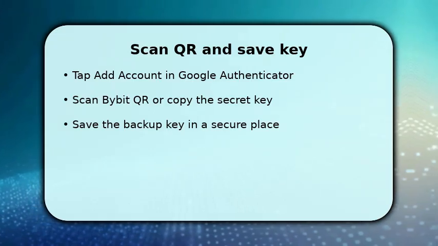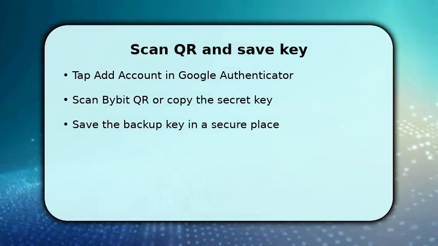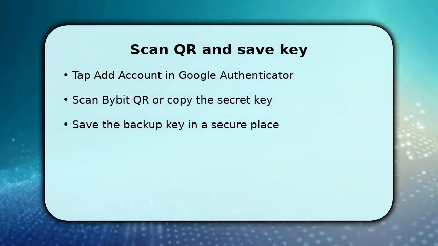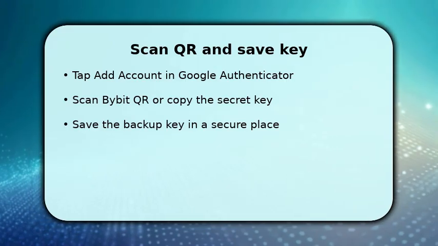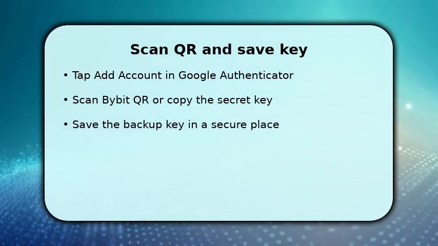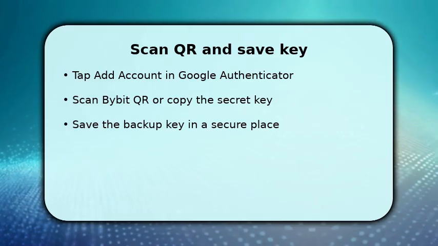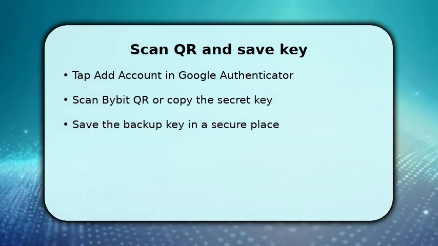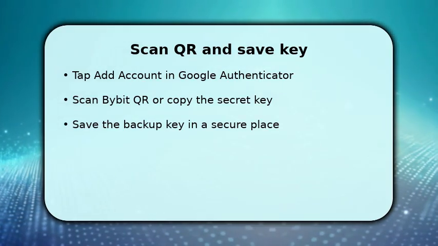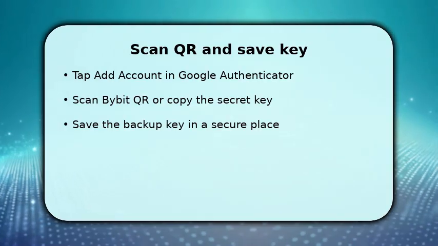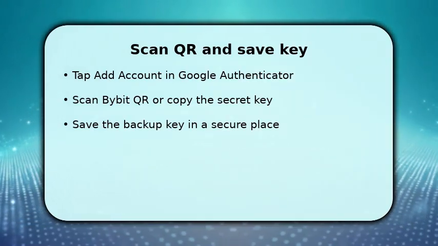If scanning fails, copy the secret key from Bybit and paste it into Authenticator manually. This yields the same codes. Make sure to write down or export the backup key and store it offline, because it's the only way to restore the Authenticator if your phone is lost. Once codes appear in Authenticator, you're ready to complete verification on Bybit.